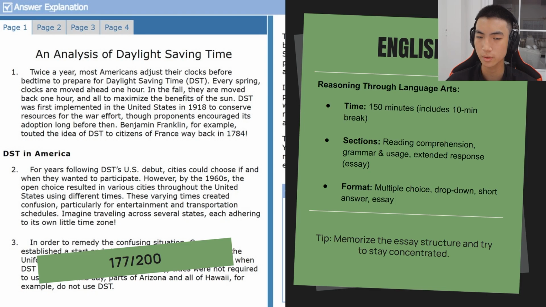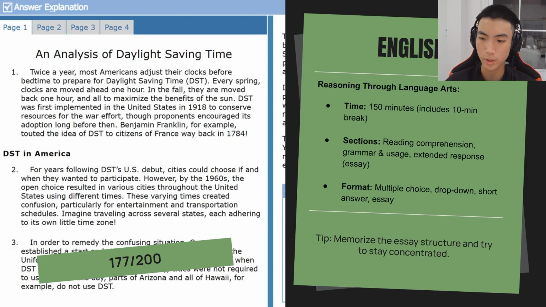And now English is Reasoning Through Language Arts. I just finished this one, again, 2 hours ago. My score is 177, so this is my third highest scoring one. The time is the longest one by far, 150 minutes, which is 2 hours and 30 minutes, which includes a 10-minute break after section 2.